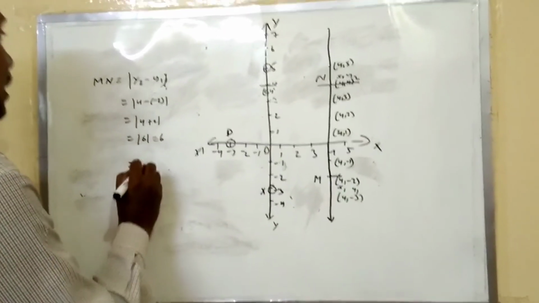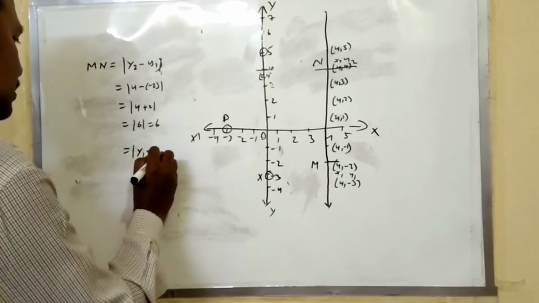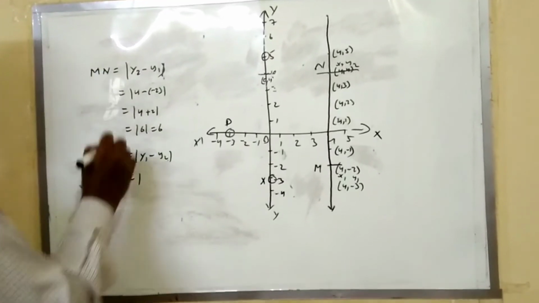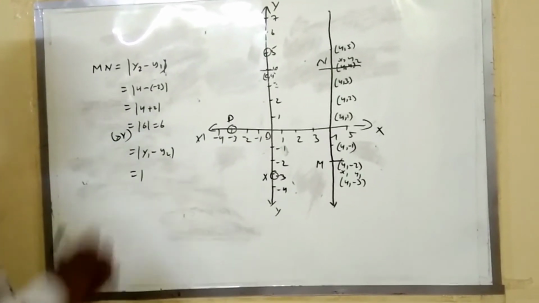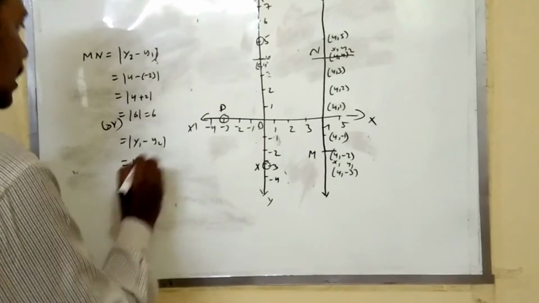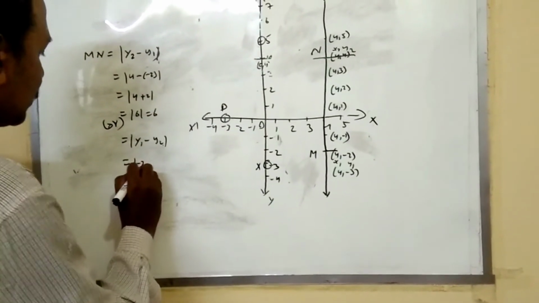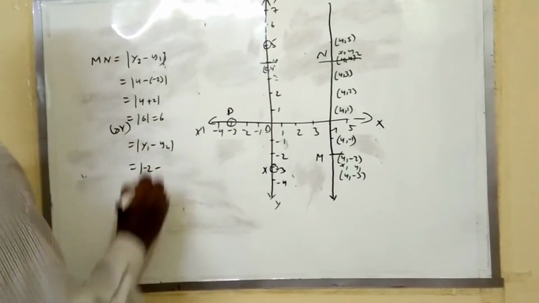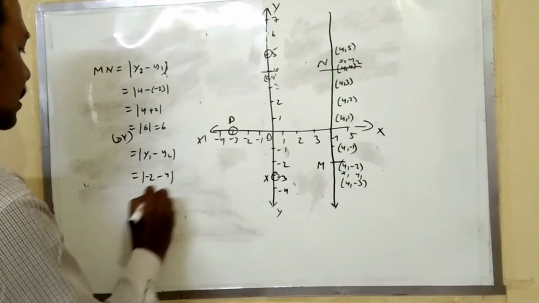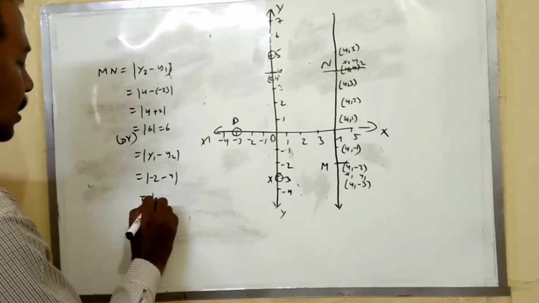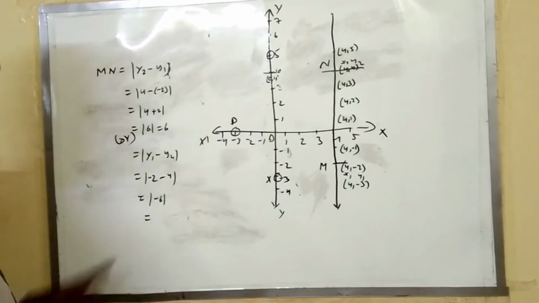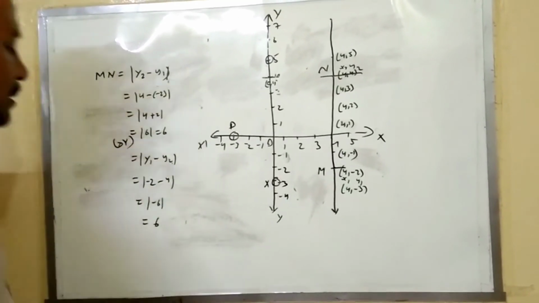Suppose if you take y1 minus y2, you will get the same answer. Why? How? y1 is minus 2, y2 is 4. Minus 2 minus 4 gives minus 6. Mod of minus 6 is equal to 6.